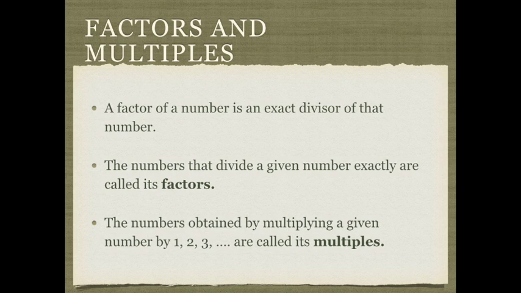For example, children, you take 24, right? 2 is a factor of 24 because it divides 24 with 12 and leaves a remainder 0. Hence, 2 is called the factor of 24. The numbers obtained by multiplying a given number by 1, 2, 3 are all its multiples. So, it's very easy. Supposing when I say 2 and 12 are factors of 24, it means 2 and 12 are factors and 24 is the multiple. Right?